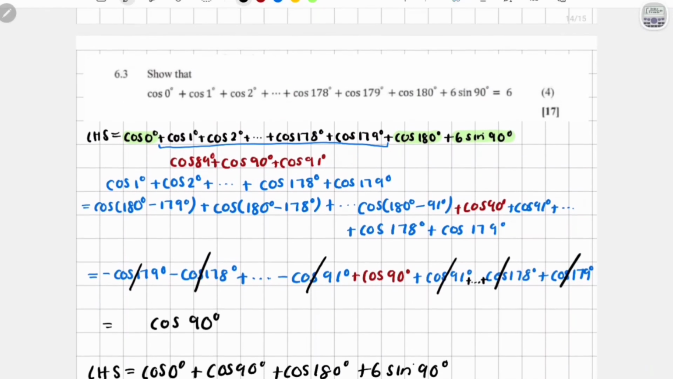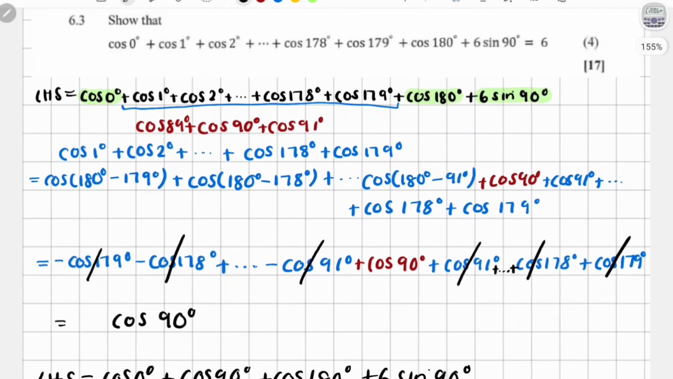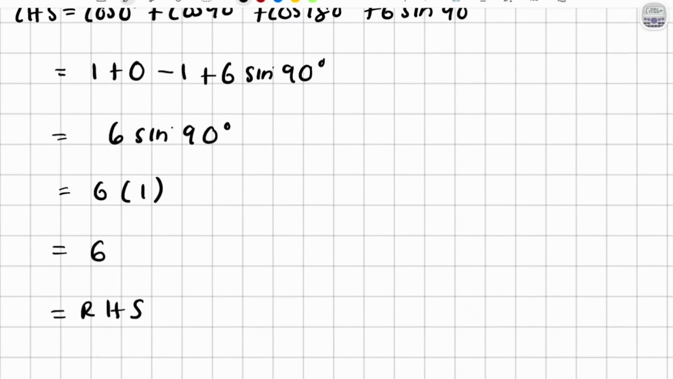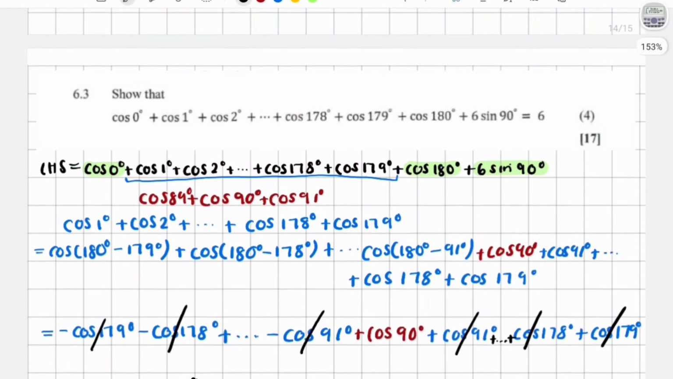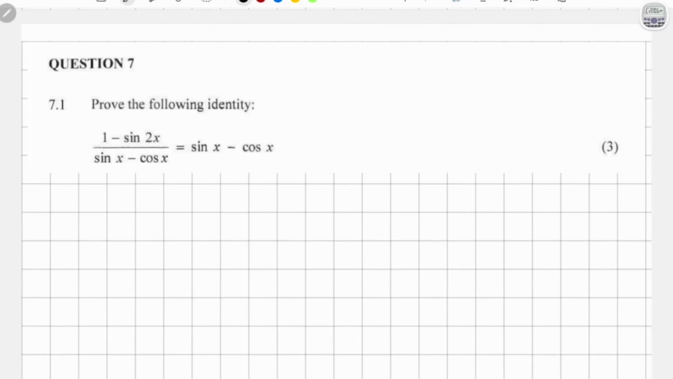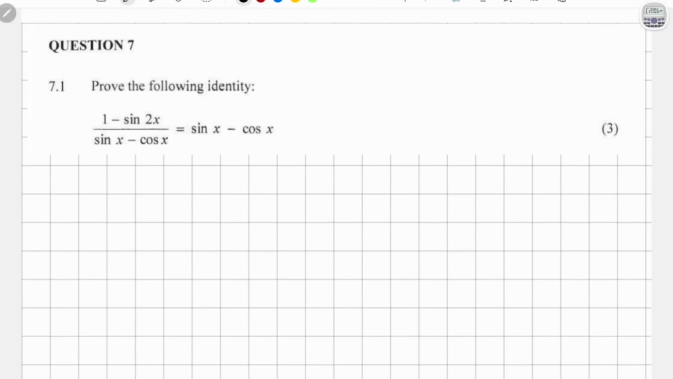Okay, so it's a long one. I'm sure there could have been a simpler way, but that's just how I thought about it in my head. Okay, so that's how that can be simplified. And that is the end of question 6. Moving on to question 7. Okay, question 7.1, they ask us to prove the following identity.